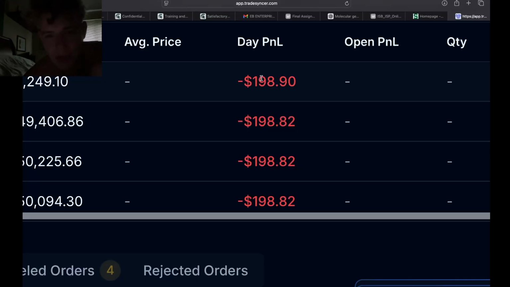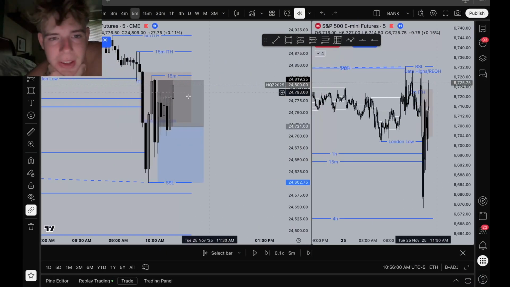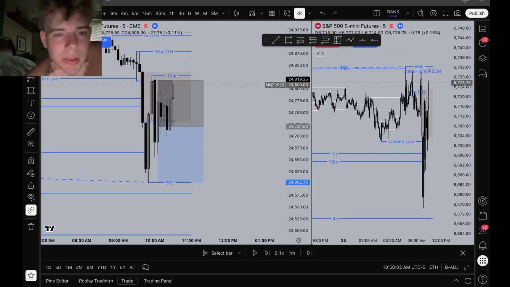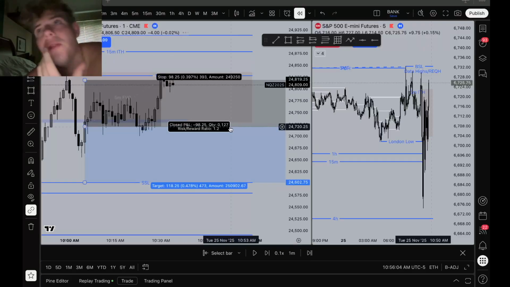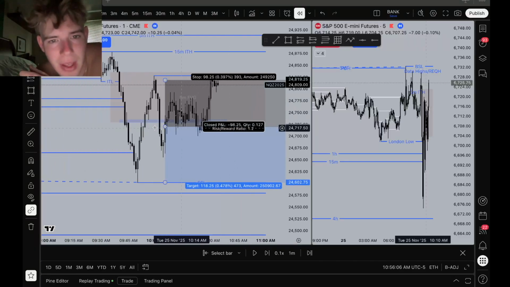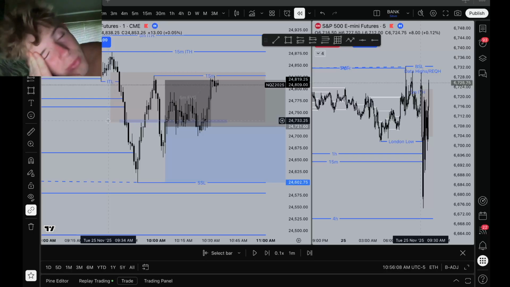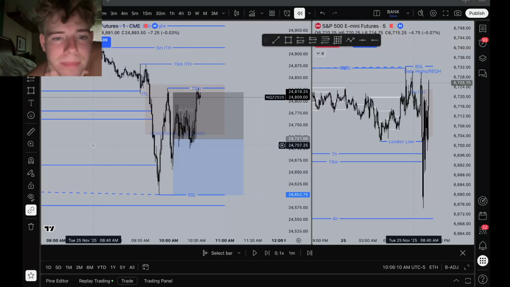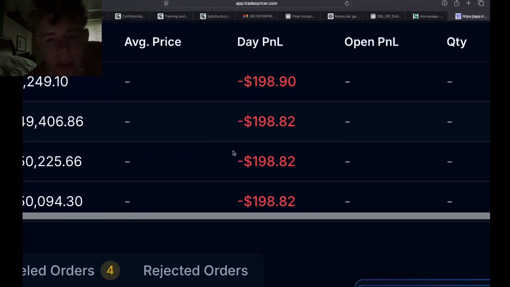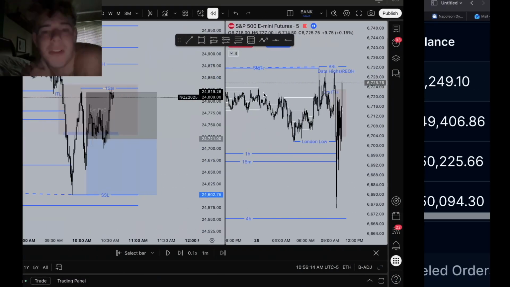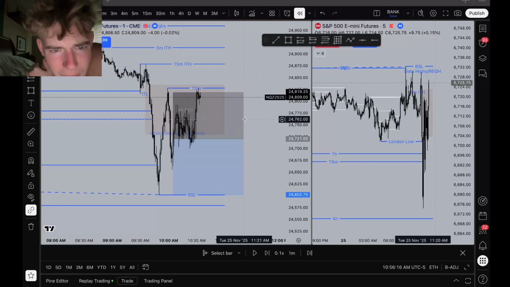So I'm down just under 800 today, which I'm fine with. Obviously I would love to be risking less, but that's just what my... I would have loved to be risking like $25 less on this setup, but it's whatever. At least I didn't technically hit my daily loss limit, so it's chill.